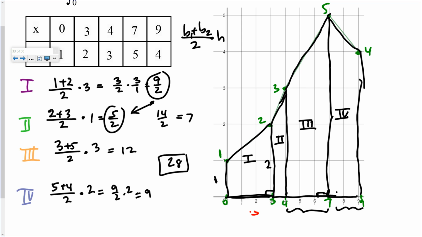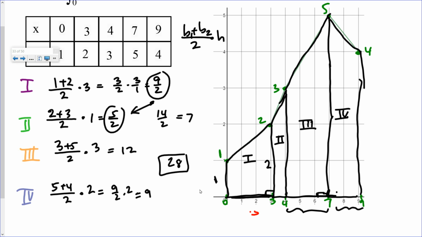So that's that problem. The other thing that they might ask you, or that's helpful to know, is this formula here. This won't work because these subintervals are not equal, but if you ever wanted to divide things into equal subintervals, you can use a formula.